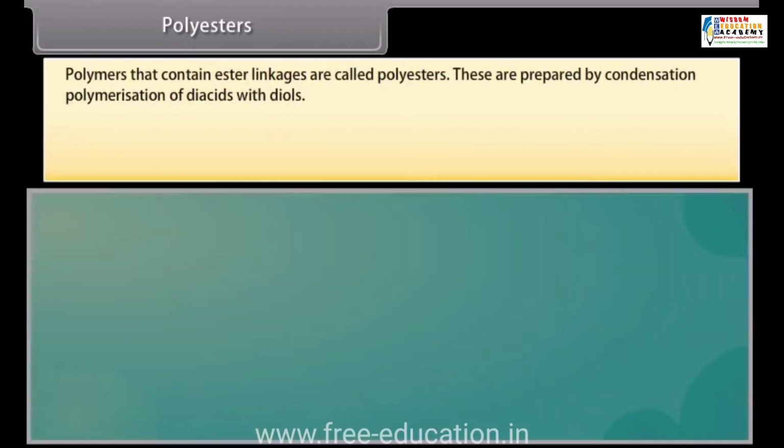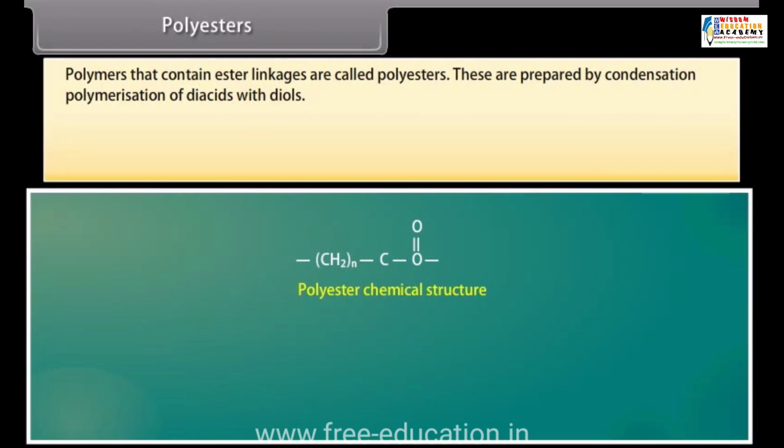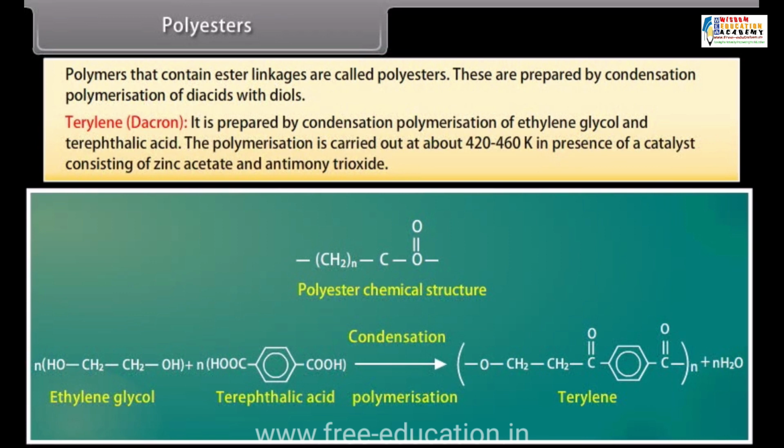Polyesters. Polymers that contain ester linkages are called polyesters. These are prepared by condensation polymerization of diacids with diols. Terylene, Dacron. It is prepared by condensation polymerization of ethylene glycol and terephthalic acid.